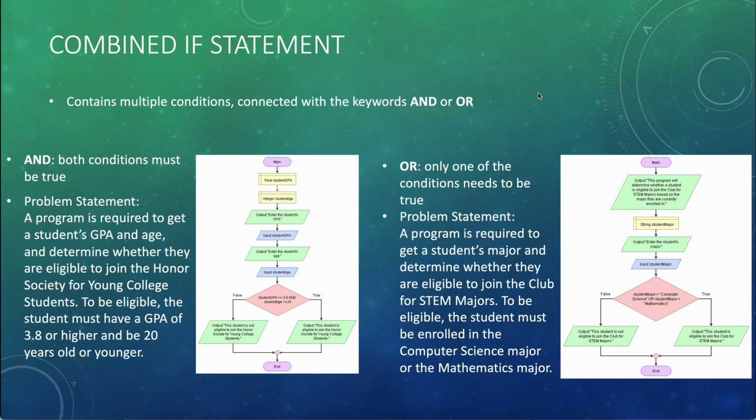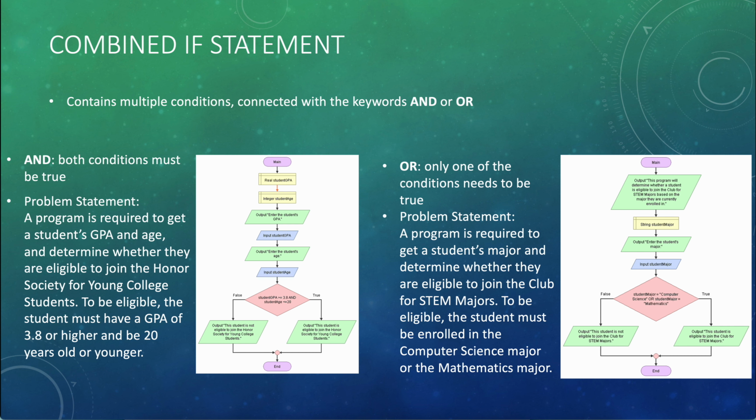A combined if statement contains multiple conditions connected with the keywords and or. At times you may need to specify more than one condition to decide whether an action should be taken or not. On the left side, you'll see an example of using and. With and, both conditions must be true for the true path to execute. If either one of the conditions is false, then the false path will execute.